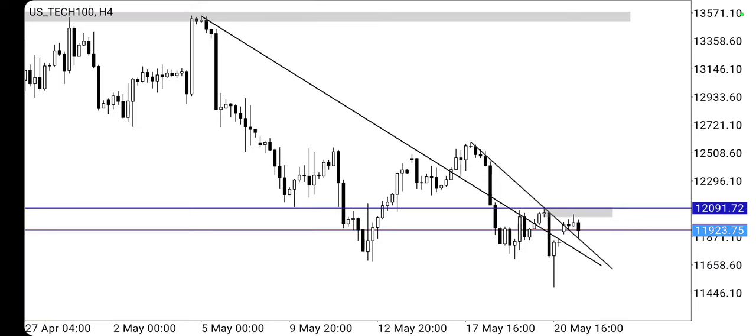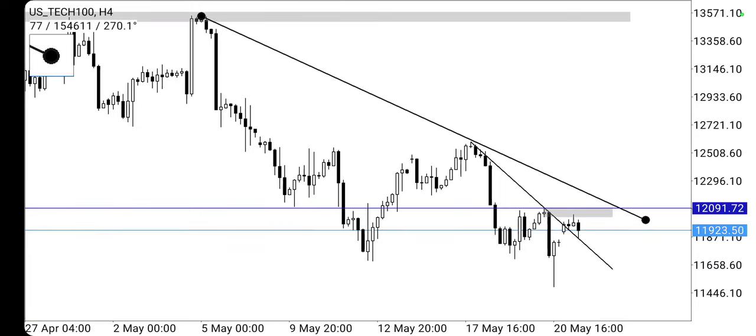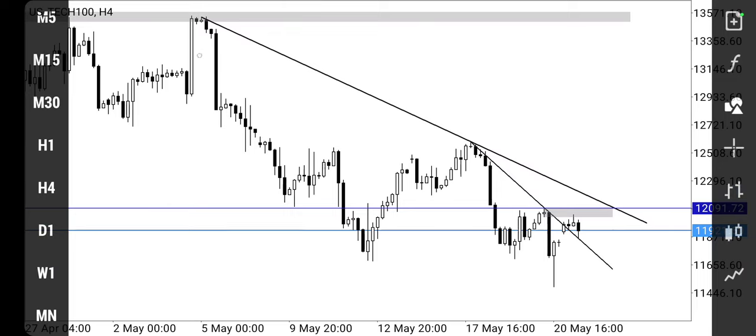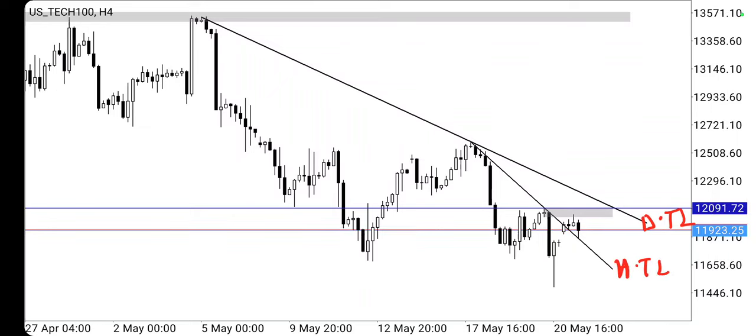So let's go back to H4. This trend line on daily, it must join that high. So this is our daily trend line. This is our H4 trend line. Remember I said each time frame, you must treat it as an individual time frame. The structure that I drew on one time frame does not mean it must overlap to the other side. What it means is, as a trader, I must keep it in mind.